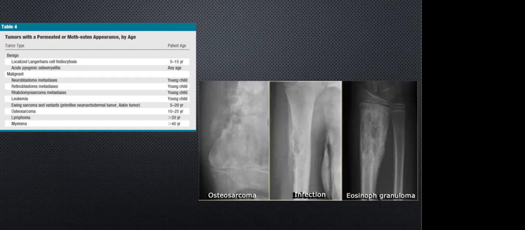So there are different types of bone lesions: osteosarcoma, infection, and eosinophilic granuloma, and we can see lytic lesions like permeated lesions that can lead to the diagnosis of a malignant process, but infection is not. And osteosarcoma, yes, is a malignant process.